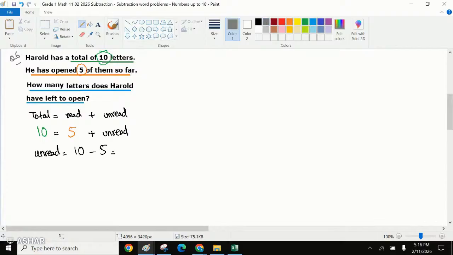So how can we simplify? We can write the numbers 1, 2, 3, 4, 5, 6, 7, 8, 9, 10. And for a number that is near to 10 or less than 10, we can do it on our fingertips, right? We have 10 fingers. If we close 5, we are left with 5. Okay? So let's see over here. 1, 2, 3, 4, 5. That means 5 letters are unread or unopened, right?